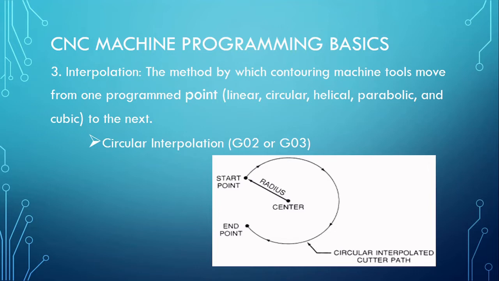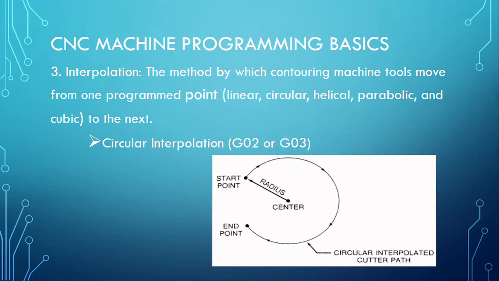Only very sophisticated machine tools have the helical, the parabolic, and the cubic interpolation, which are particularly used to manufacture parts such as automobile parts or aerospace parts. So for the common MCUs, they can handle the linear and the circular interpolation. We'll be looking at the linear and circular interpolation in this course.